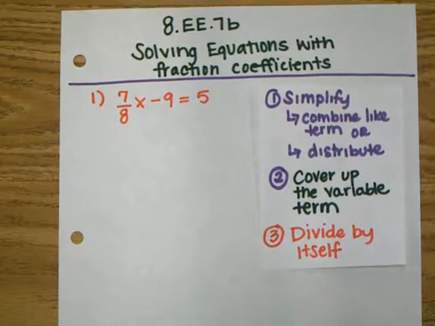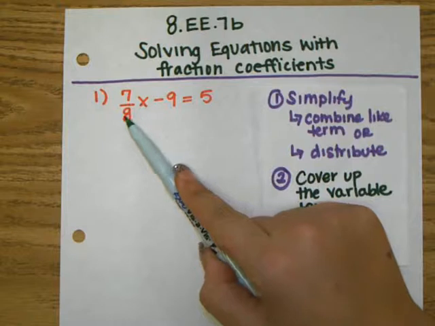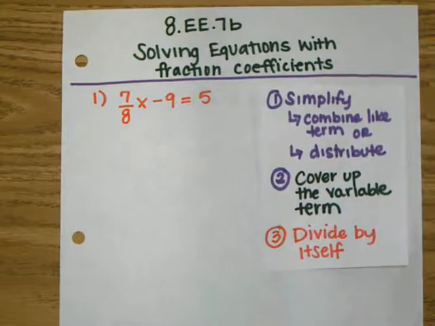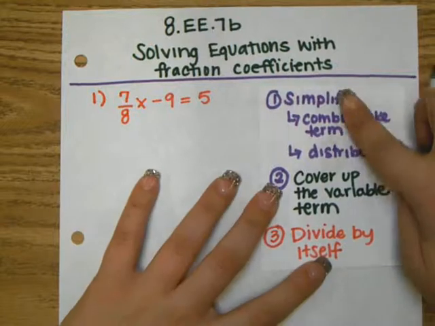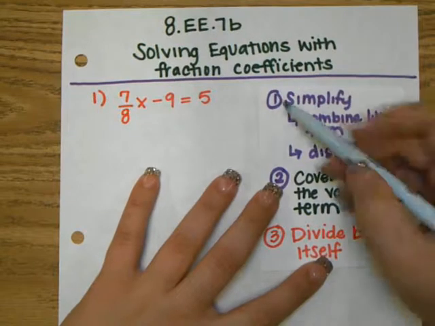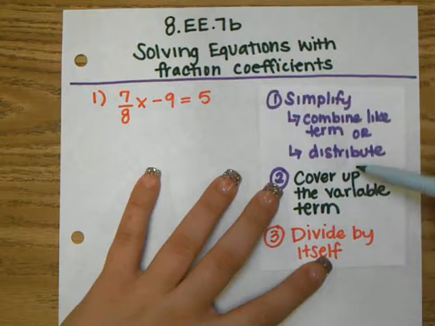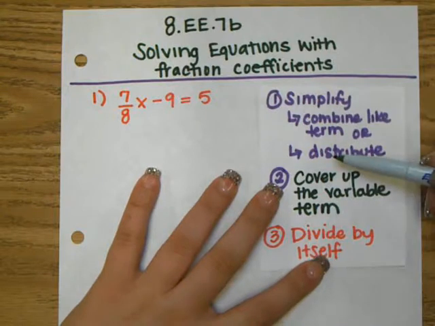This lesson is working on solving equations where the coefficient, the number in front of the variable, is a fraction. So let's review our steps that we've learned. Step 1 is you're going to simplify: combine like terms or distribute. You might not have to do this step.